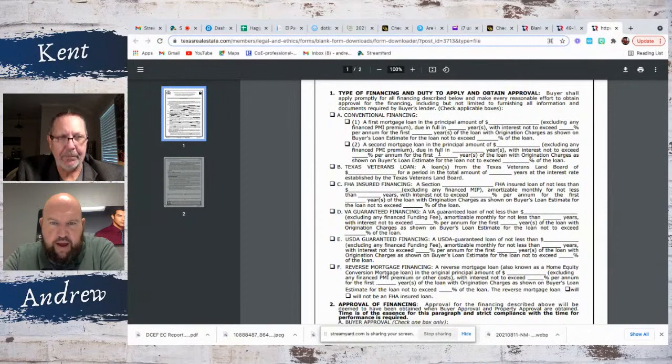Yeah, absolutely. VA guaranteed fee of not less than blank, excluding any financed VA funding fee. So again, it's just the loan amount, amortized monthly for not less than, again, 10, 15, 30 years, with interest rate not to exceed blank % per annum for the first, again, 10, 15, 30 years of the loan amount, with origination cost not more than blank % of the loan. You're just going to see 1-2% right in there. But again, get with your lender and find out what you're doing and how.